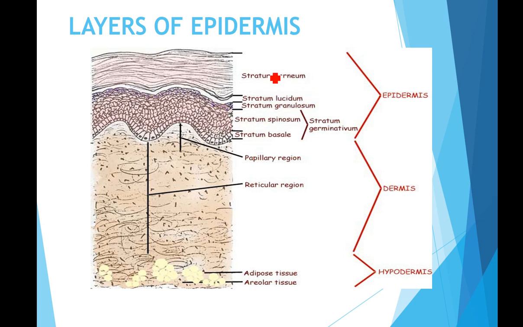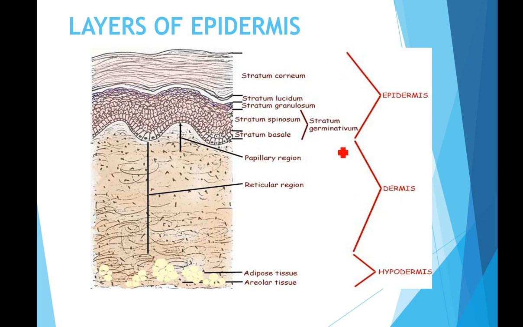So the stratum corneum is the layer that contains the dead keratinized cells. Then we have the lucidum, which is a transparent layer. Then we have the granulosum that contains the granules of keratin, right? That's why it is known as the granulosum. Then we have the spinosum, and this layer is responsible for providing strength and flexibility to the skin. And last but not least, we have the stratum basale, which contains the actively dividing keratinocytes and the melanocytes, right? So these are the 5 layers of the epidermis.